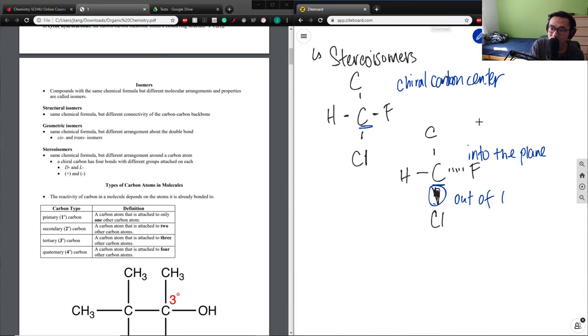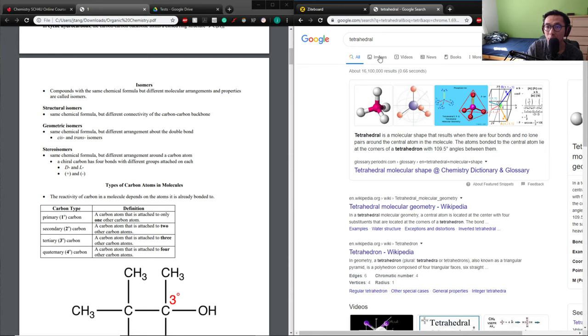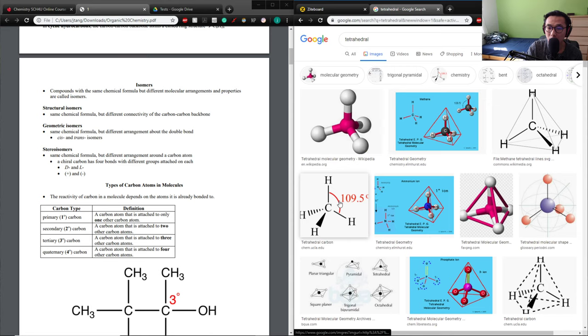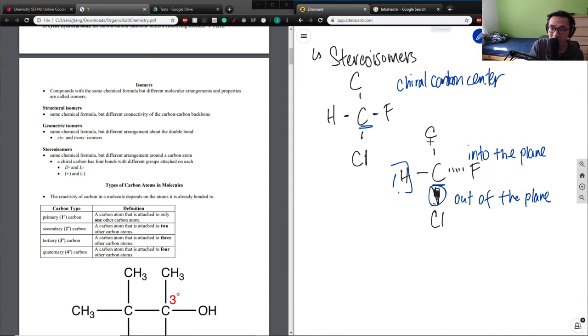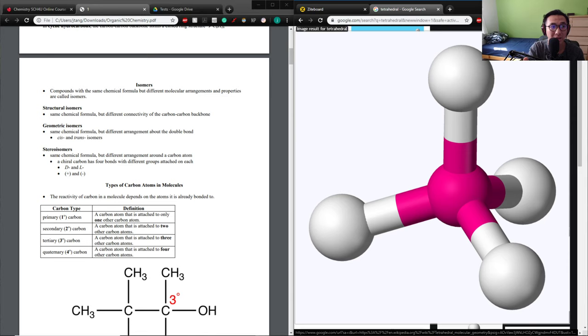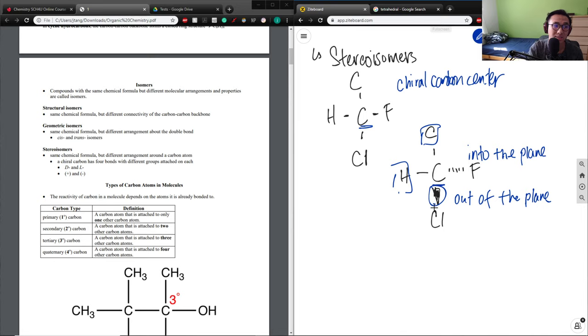If I were to Google a tetrahedral bond angle for you, you can see how it works. If I look at this shape here, this is going into the plane and this is sticking out of the plane, and these two carbons are in the plane. So this carbon and this hydrogen are in the plane of the paper, so in two dimensions, whereas this fluorine is going into the plane, sticking into the inside of the paper, and the chlorine here is sticking towards me, out of the plane. So that's how we visualize these things in three dimensions.